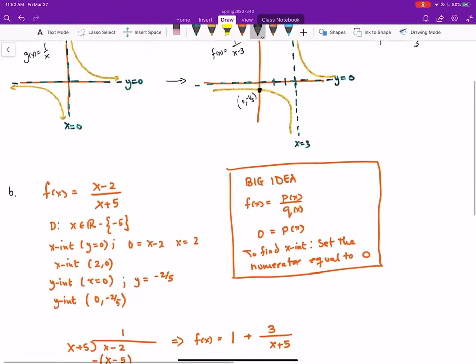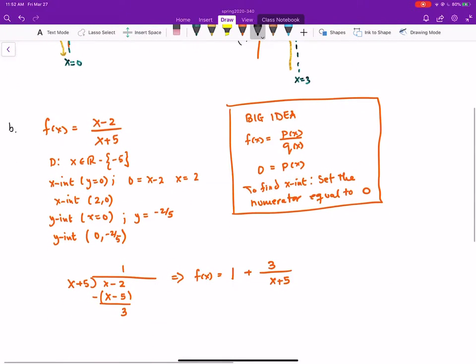Now let's look at B. So B is not totally complete. We'll finish it up together. I have a function x minus 2 over x plus 3. And there are some basic things that I can find. I can find the domain. I can find the x-intercept. I can find the y-intercept.